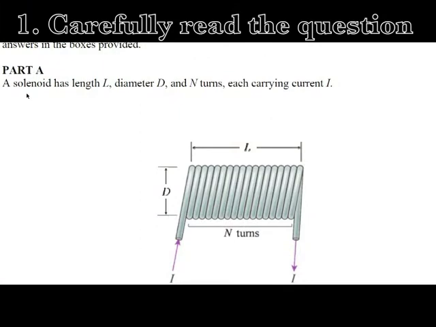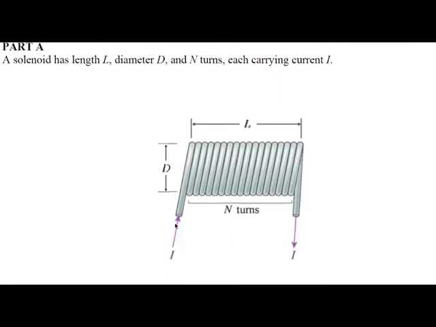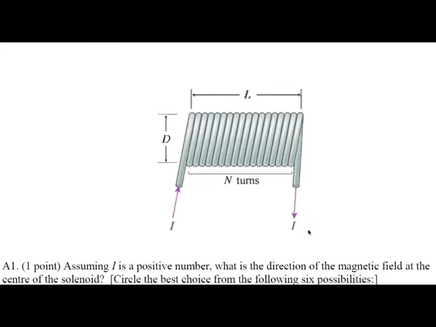Okay, part A, a solenoid has a length L, a diameter D, and N turns, each carrying a current I. There's a diagram that shows I coming up sort of on the top, closer to the reader, then it goes down into the page, and then up out of the page, etc., until on this end it goes down into the page and emerges lower with the same current.